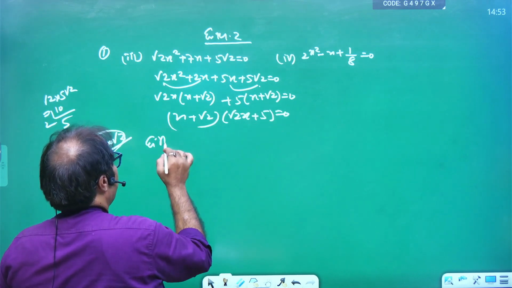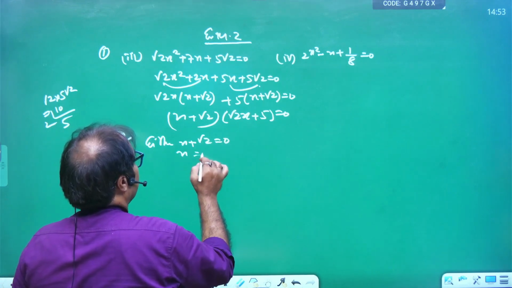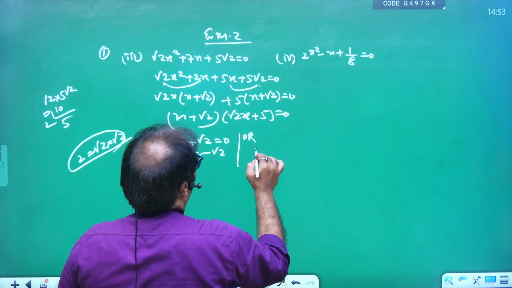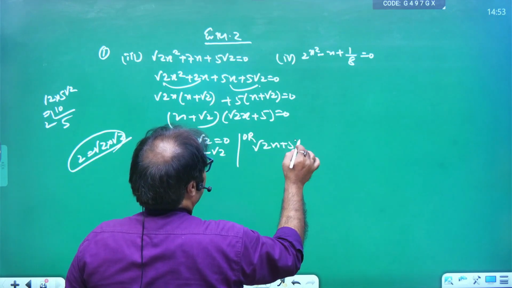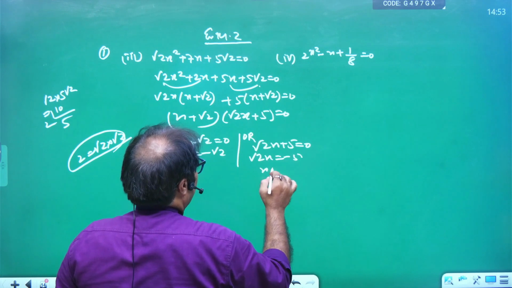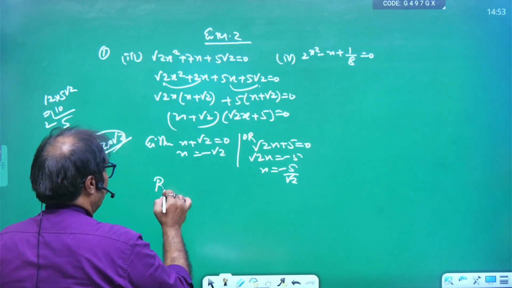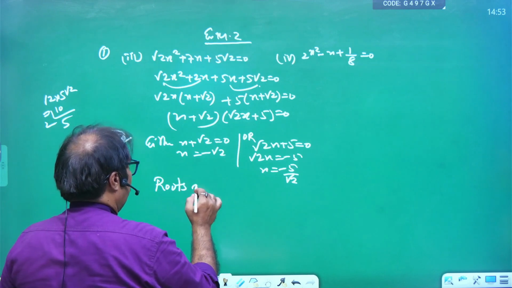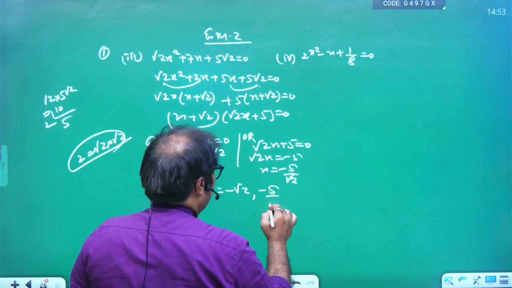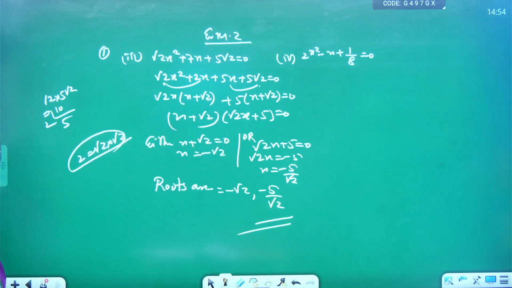So either x plus root 2 is equal to 0, so x is equal to minus root 2, or root 2 x plus 5 is equal to 0, so root 2 x is equal to minus 5, so x is equal to minus 5 by root 2. So the roots are minus root 2 and minus 5 upon root 2, and this is the answer of this question.